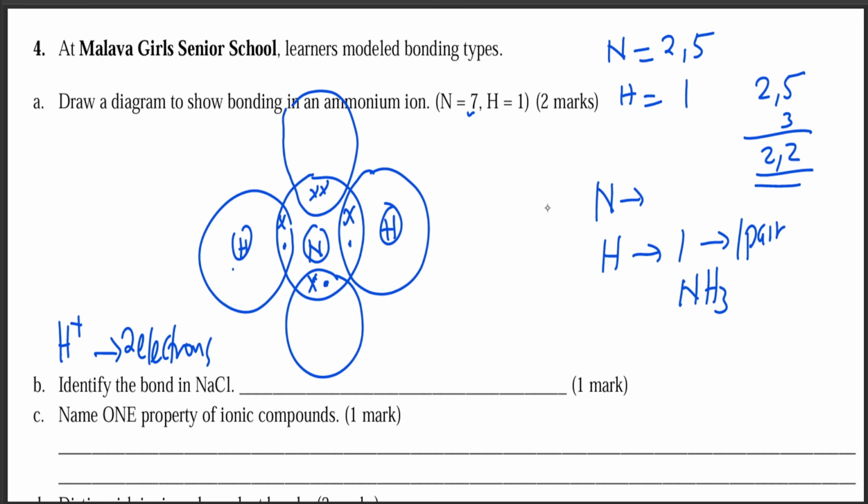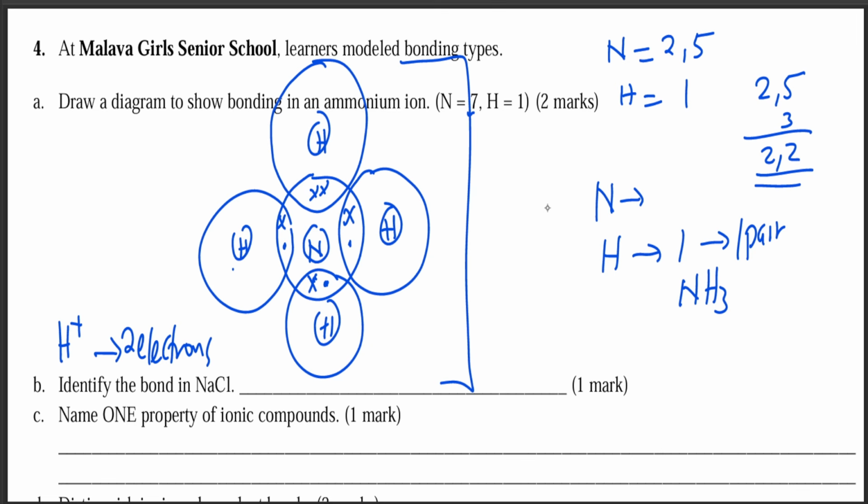Nitrogen was left with 2 electrons, so it shares with hydrogen plus, which is this one that I've drawn, and again that is NH4 plus. Let me draw it properly. So this is the H plus, and you'll show the charge. So this is NH4 plus.